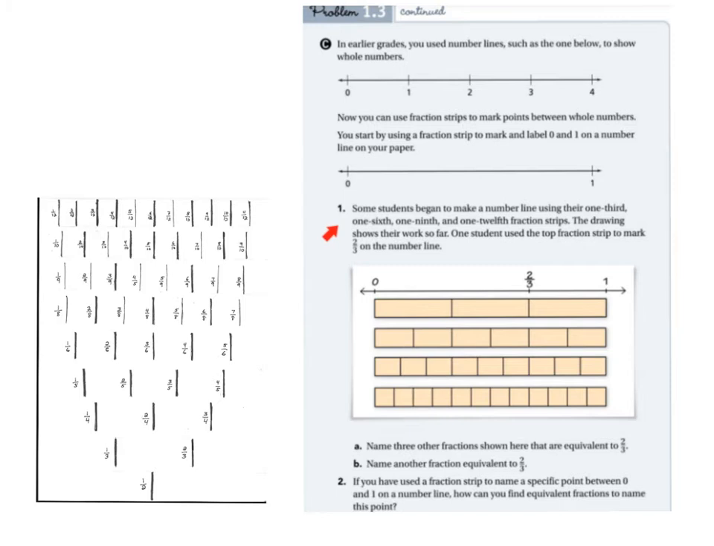You can use fraction strips to understand the distance between 0 to 1. So C1, some students began to make a number line using their 1/3, 1/6, 1/9, and 1/12 strips. The drawing shows their work so far. One student used the top fraction strip to mark the 2/3 on the number line. So here's 0, here's 1. They used their third strip to mark 2/3. Name 3 other fractions here that are equivalent to 2/3. So if you follow the 2/3 down, name these fractions that are equivalent.